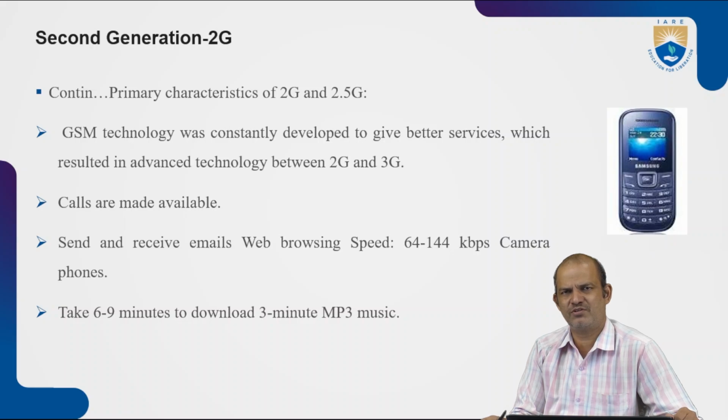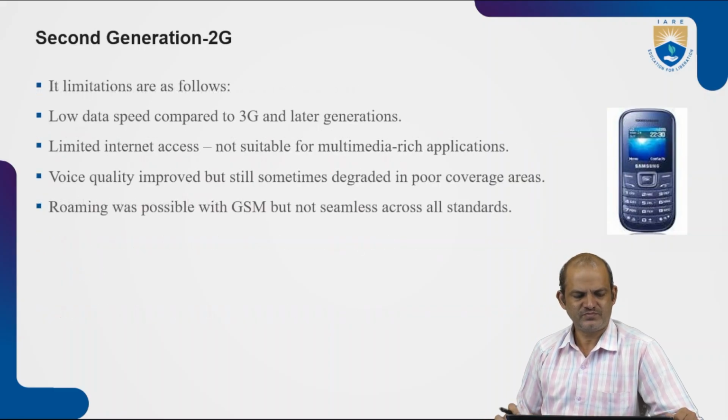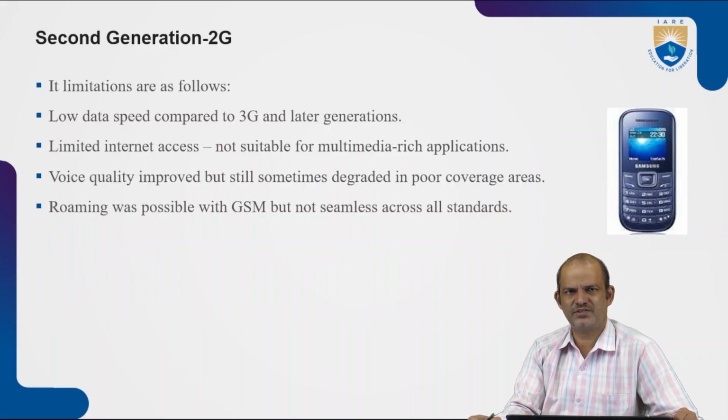GSM technology was constantly developed to give data services, which resulted in advanced technology 2.5G and 3G. Calls are made available. Send and receive emails. Their speed is 64 to 144 kbps. Camera phones, 6 to 9 minutes it will take to download a 3 minute MP3 music. And disadvantages of 2G are low data speed compared to 3G and later generations, limited internet access, not suitable for multimedia rich applications, voice quality improved but still sometimes degraded in poor coverage areas. Roaming was possible with the GSM phones and all standards.